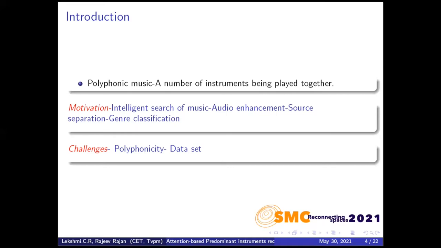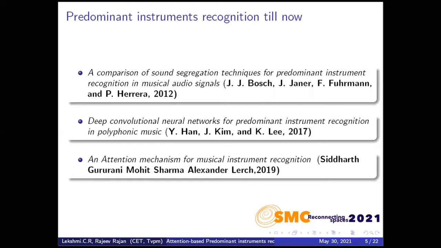The main challenges are, first one is polyphonicity. In polyphonic music, the interference of simultaneously occurring sounds make instrument recognition harder. Also, the music instruments are played at various loudness and pitches, make the recognition even more harder. Next is data set. Training data plays a critical role in deep learning. Getting a large data set is one of the reliable ways to improve the performance of deep learning algorithm.